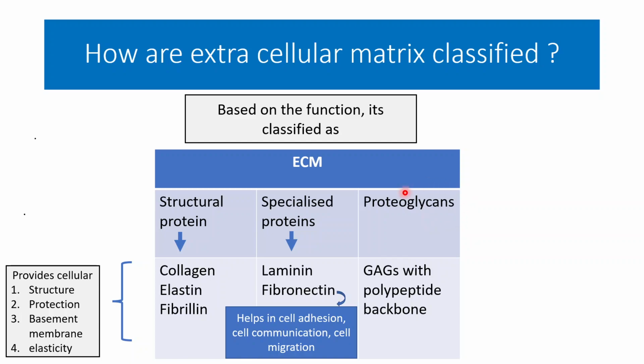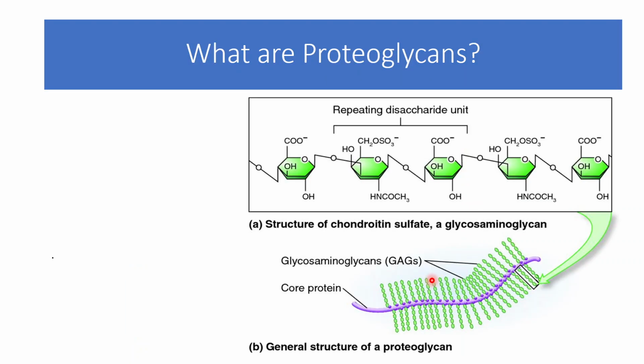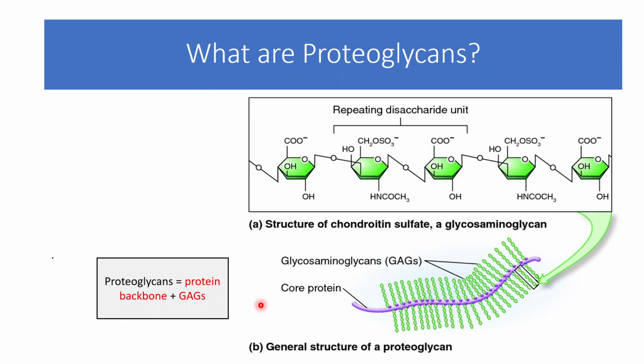And lastly we have proteoglycans, which are nothing else but glycosaminoglycans with a polypeptide backbone. So let us see what proteoglycans are. You can see over here, proteoglycan is protein backbone plus glycosaminoglycan. This is the structure of proteoglycan, like a bottle brush. This is the core protein or the protein backbone, and to this you have glycosaminoglycans which are attached. These small green dots are the glycosaminoglycans.